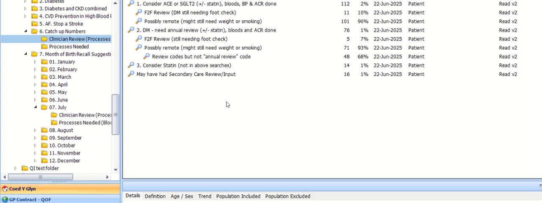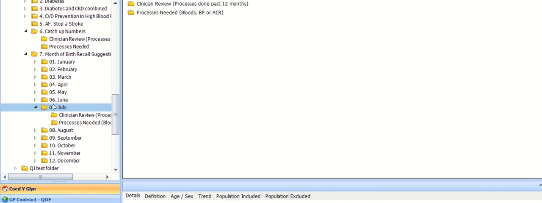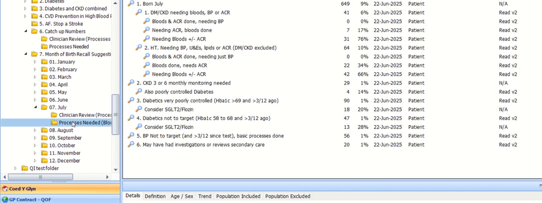And the other difference here is some people we might be inviting the month of their birth. Other people, you want them to be brought in the month of birth for all their processes, and then you actually want them followed up with a clinician afterwards. And I'll show perhaps the proposal we have for this. So if we were looking at July, we'd have patients born in July, and these are the same searches again. So these are patients born in July, either diabetic or CKD, needing blood tests, blood pressure, ACR.